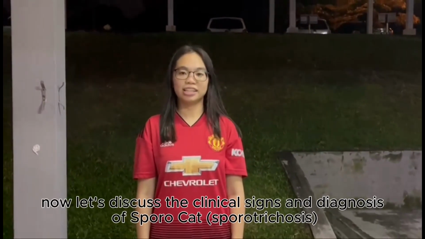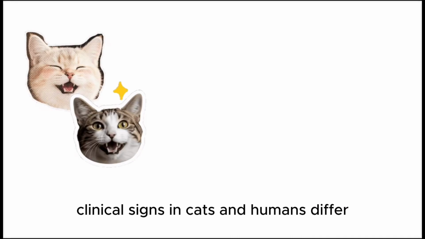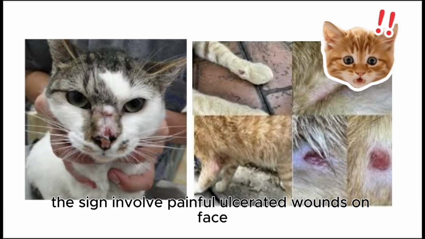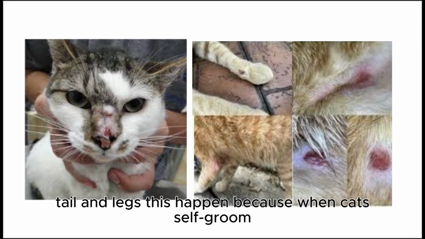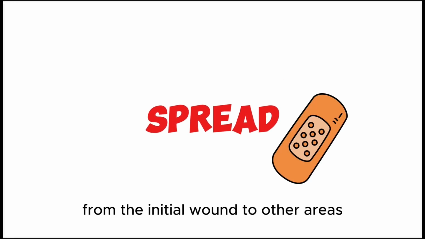Alright, now let's discuss the clinical signs and diagnosis of sporotrichosis. Clinical signs in cats and humans differ. In cats, the signs involve painful ulcerated wounds on the face, tail, and legs. This happens because when cats self-groom, the fungus will spread from the initial wound to other areas.